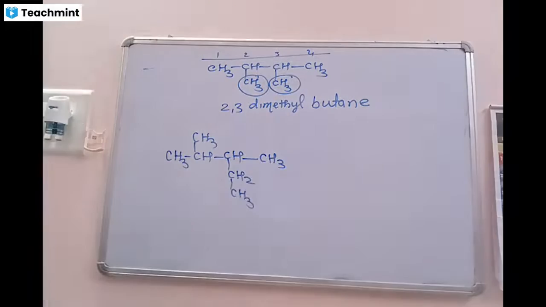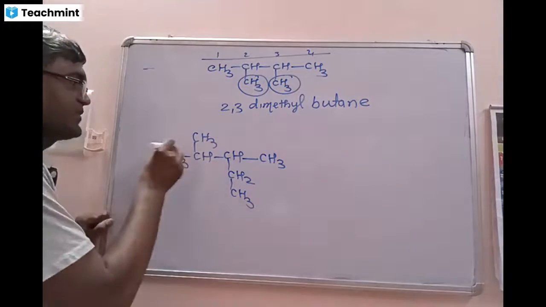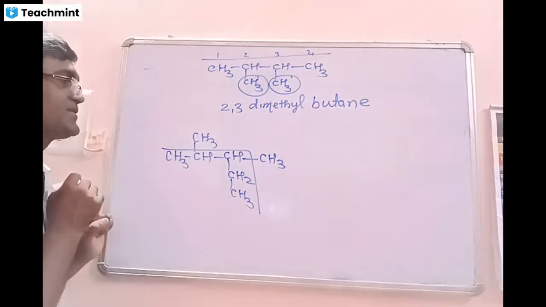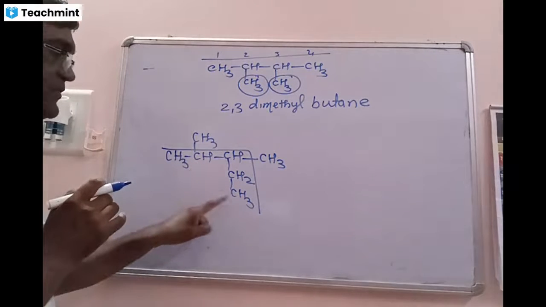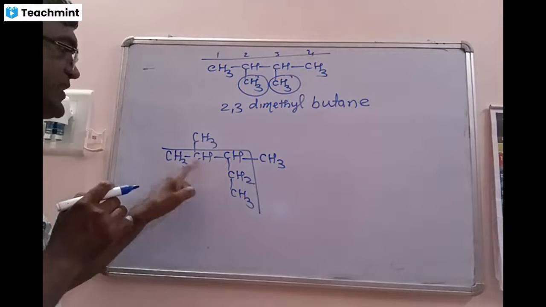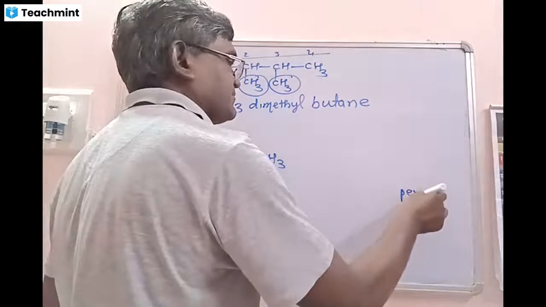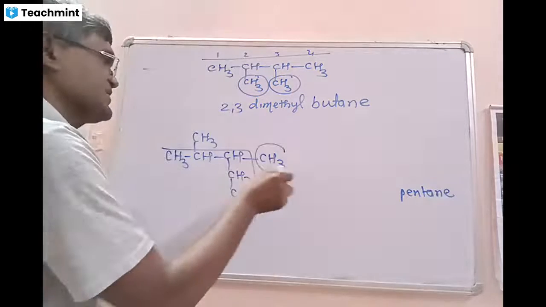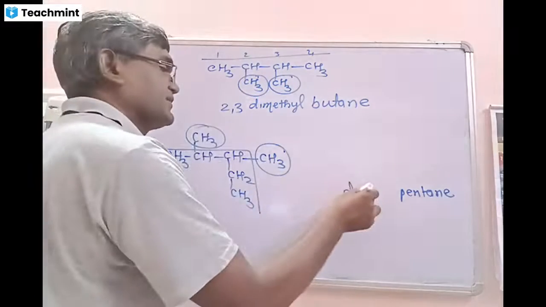Now can you select the longest chain? 5 carbon. Okay. So you are going by this way. Yes. Okay. So if I number these 1, 2, 3, 4, and 5, right? So first of all, I will write pentane only. Then which groups are left along the side chain? This one and this one. Are they similar? Yes. So they are dimethyl.